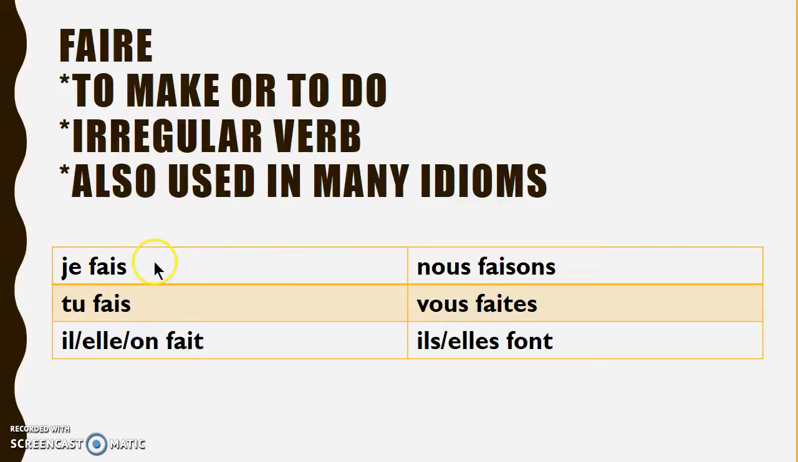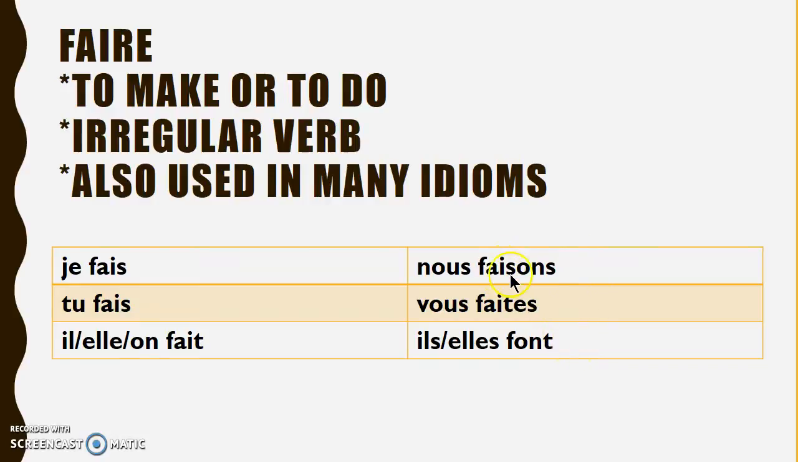But here are the conjugations in the present tense. You have je fais, tu fais, il, elle, and on fait. So notice that this one, fait, and this one, fait, sound just the same, just a spelling change for the il, elle, and on form. We have nous faisons, vous faites, and il and elle font.